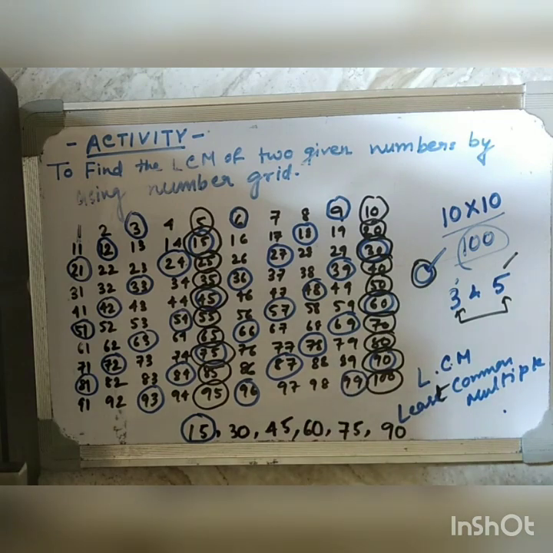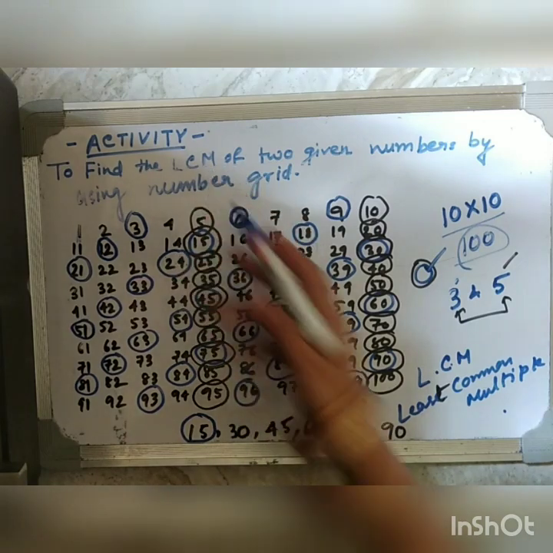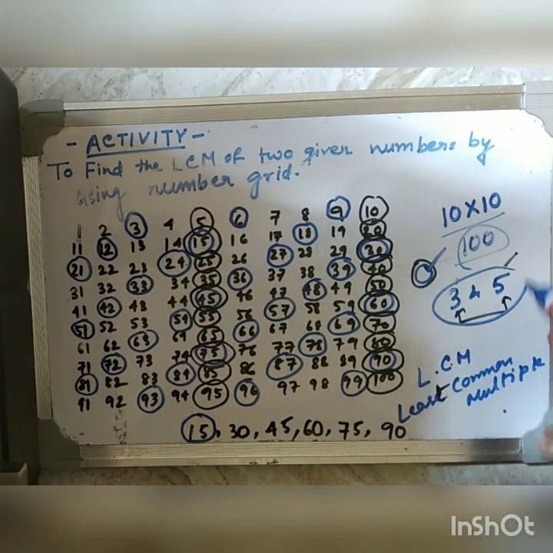Now what we have to do? We have to find the LCM of two given numbers, and I have taken two given numbers, those are 3 and 5. Now what we have to do? First step, we will encircle the multiples of 3. Use different colors for encircling the multiples of 3.